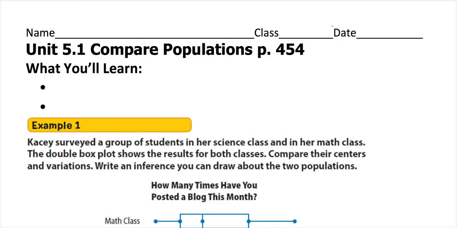So today we're going to take a look at Unit 5. We're going to start a new unit today. This is going to be on data and statistics. So we're going to first begin with comparing populations. This is page 454 in the textbook.